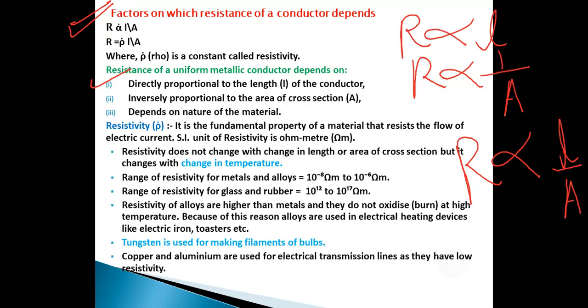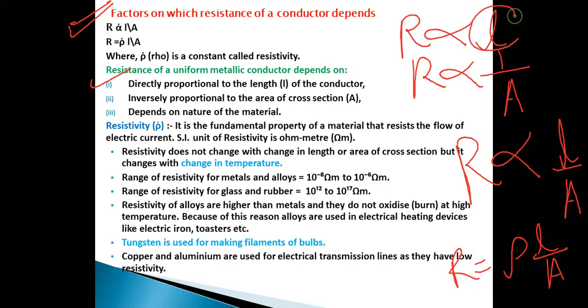If you remove the proportionality sign, R is equal to rho L by A. You will get a constant called rho, and this rho is called resistivity. It is a constant of proportionality called resistivity. So there are three factors on which the resistance of a conductor depends.